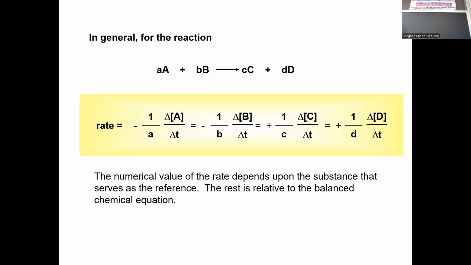Okay, so for each one, you have 1 over its own coefficient times its rate. But you have to remember that the rate doesn't include the coefficient. So if I'm trying to figure out what this rate is, I'm going to figure out this rate, divide by its own coefficient, and then this is going to get multiplied by this over here. So the numerical value of the rate depends upon the substance that serves as the reference. So it depends on which one we pick that we can measure. The rest is relative to it.